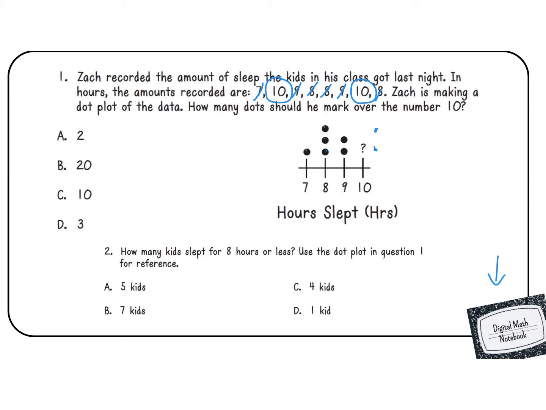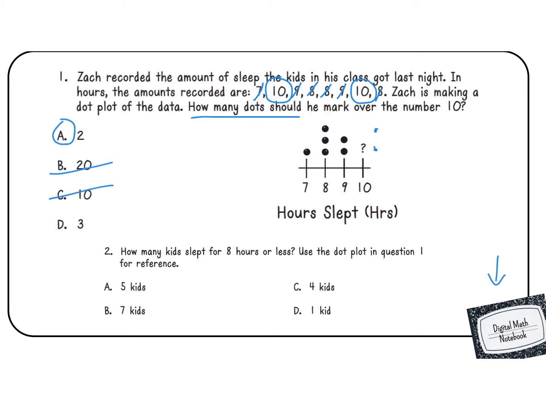1, 2. Now, it's important to know that when we look at our possible options, our answer is not 20, even though there are two 10s, because our question said how many dots should we mark. Even though 10 plus 10 is 20, our answer is 2. And our answer is not 10, because even though it's worth 10, we're not going to make 10 dots.